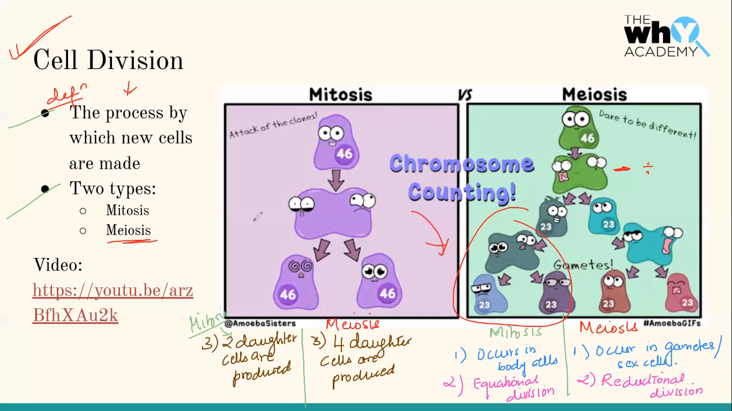So for now, you just need to know the general overview: meiosis happens in gametes, mitosis happens in body cells. And in mitosis, 2 daughter cells are produced, and in meiosis, 4 are produced. These 2 points are sufficient for you to know. The second point I just gave as a precaution, in case they ask you one more point, you can just write that down. Okay. Right.